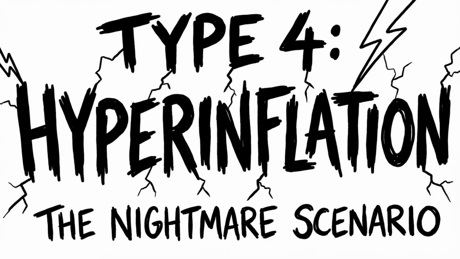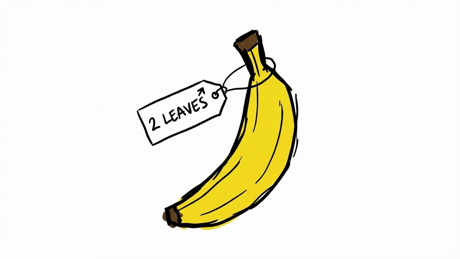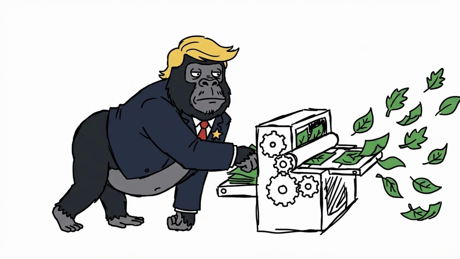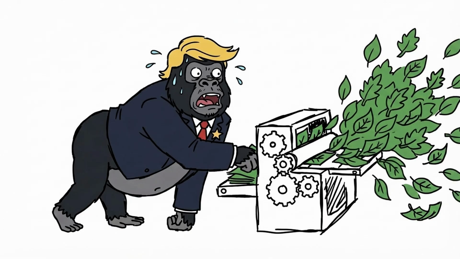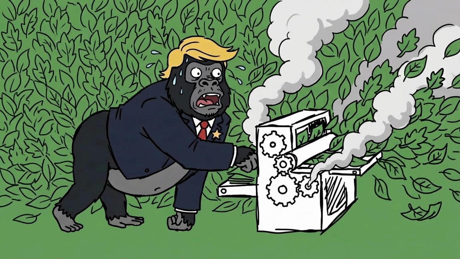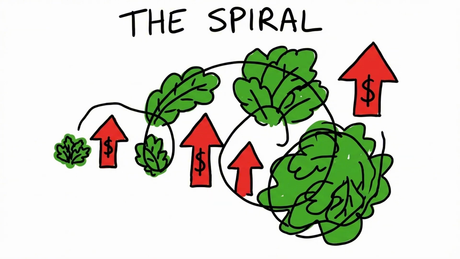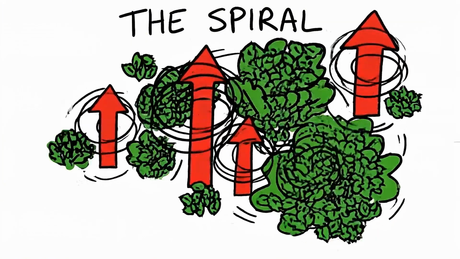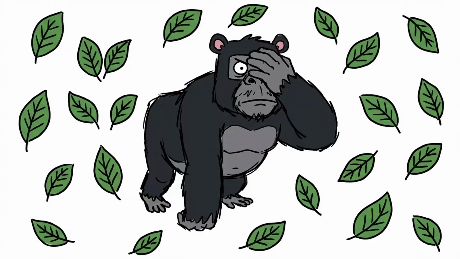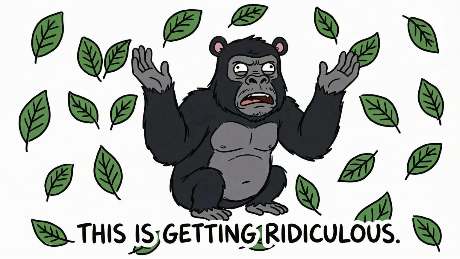And then there's the nightmare scenario. Hyperinflation. Banana price goes up. So Alpha Kong prints more leaves. But now there are even more leaves. So banana price goes up again. So Alpha Kong prints more leaves. Price goes up. More leaves. This is getting ridiculous. The numbers get insane.